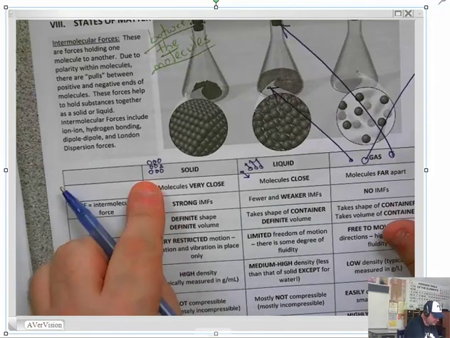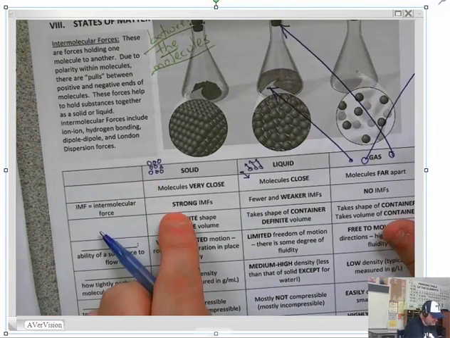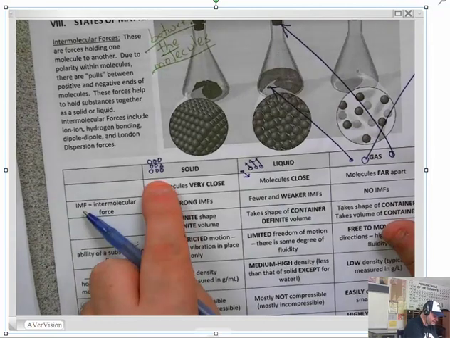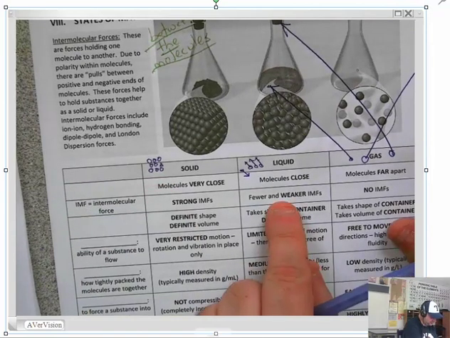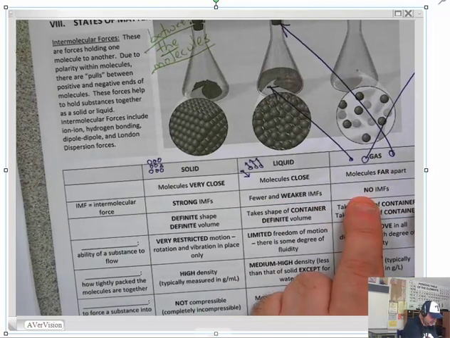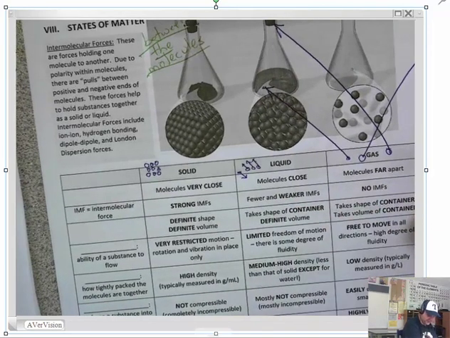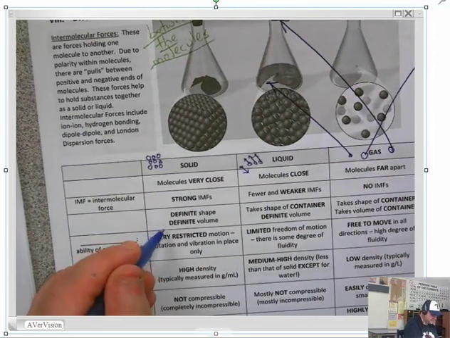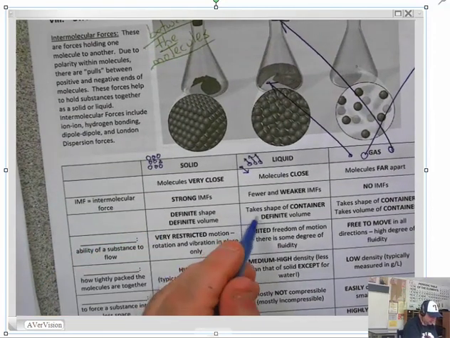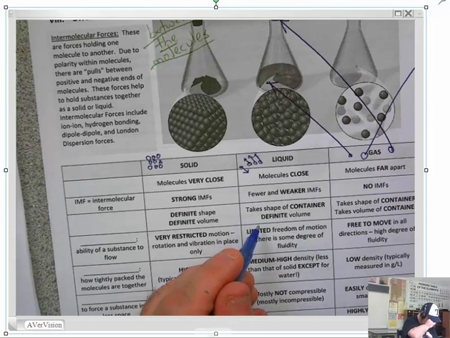Since solids have the atoms closest together, they have strong intermolecular forces. Liquids are not as close, so it's a little bit weaker. And gases are not close at all, so they don't have any intermolecular forces. Solids have a definite shape and a definite volume. Liquids take the shape of their container.